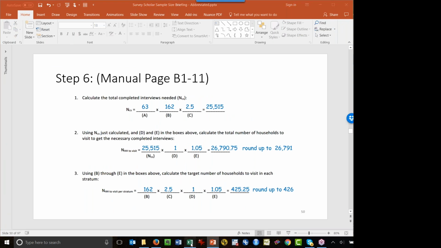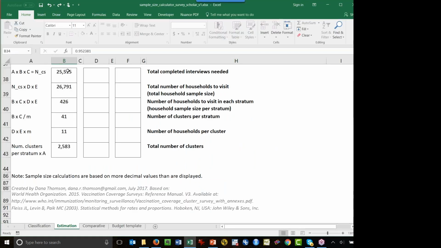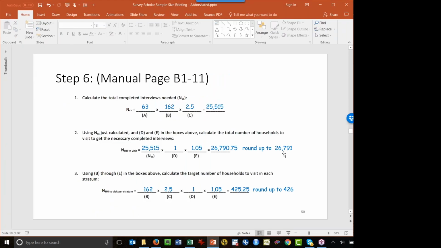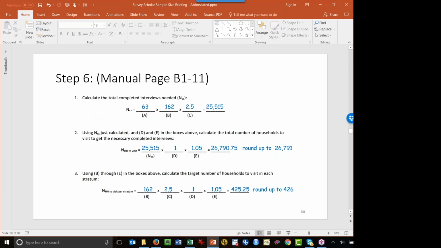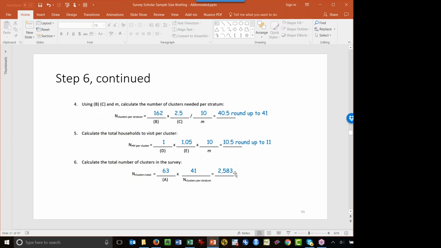25515, 26791, 426, and so on, 4111, 2583.